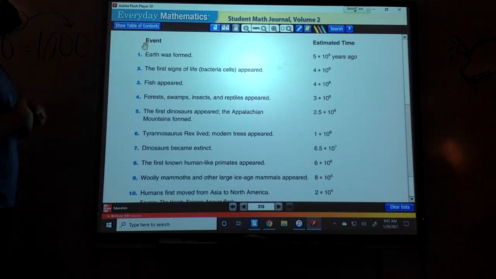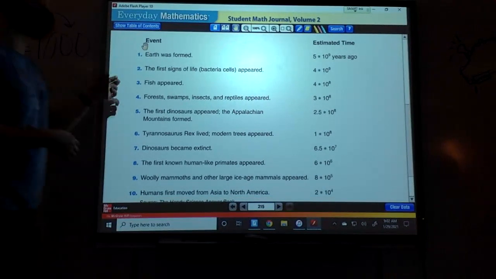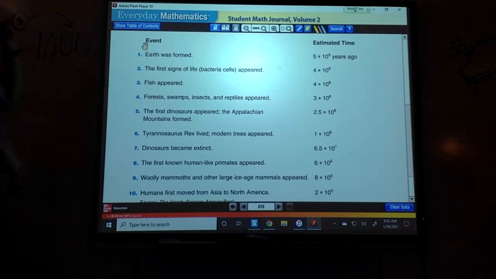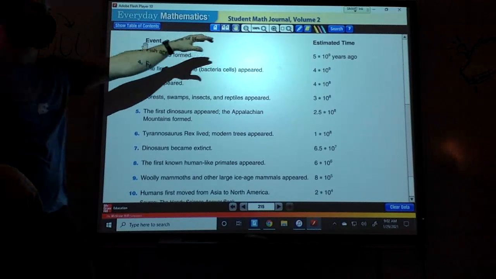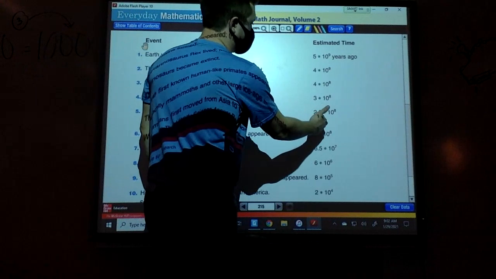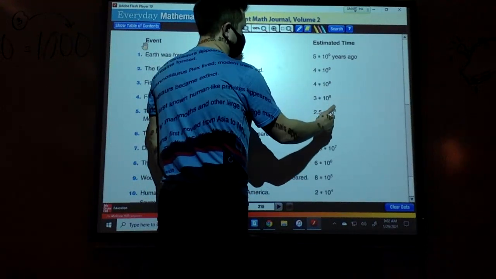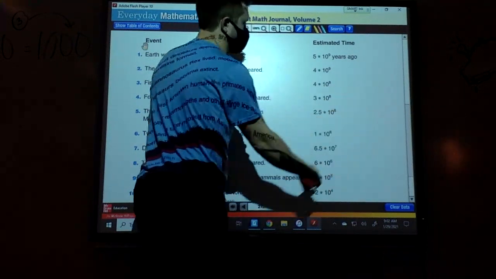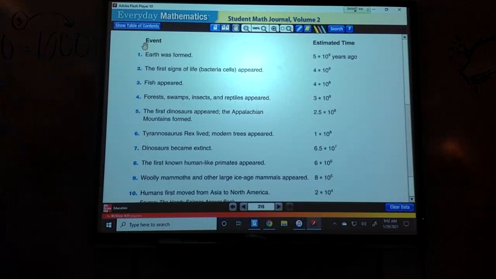Event: The earth was formed. The first signs of life appeared. Fish appeared. Forest swamps, insects, and reptiles appeared. They're estimating the time of how long ago it happened. So instead of writing 2.5 times 10 to the 8, moving that decimal 8 times, they're going to shorten it and write it in scientific notation. It's a lot easier to read and look at and to write over and over and over.